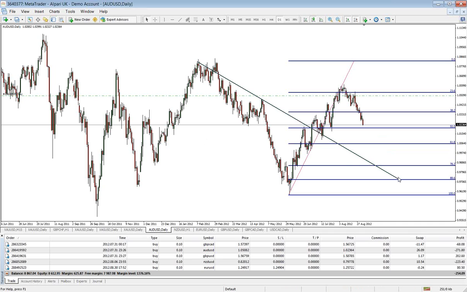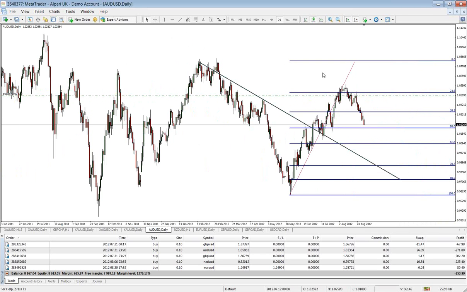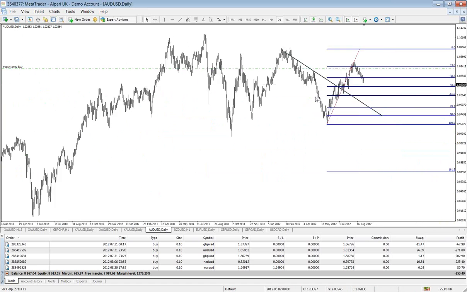So what do we expect from the Australian dollar? Let's do some technical analysis. But before we do that, I think that long term we should expect growth, not because the Australian dollar is very strong, but because the United States dollar will be suffering a lot in the coming years.